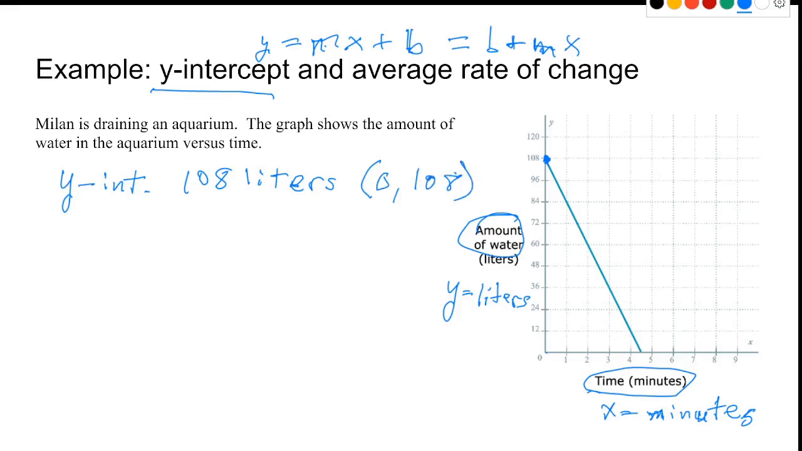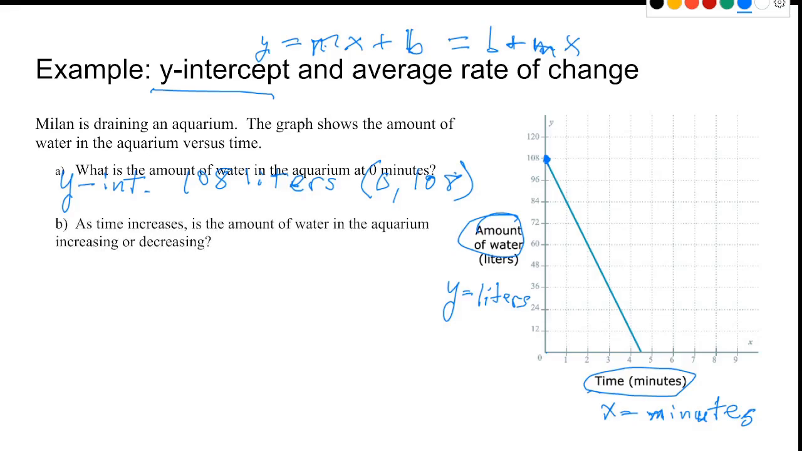We can also list it as the point 0, 108. And that again emphasizes that this is time zero, there's 108 liters. So that's what the aquarium has in it, and then it goes from there. I guess I should have put the question, what is the amount of water in the aquarium at 0 minutes? That's the y-intercept. So doing a little Jeopardy today, giving the answer before the question. Okay.